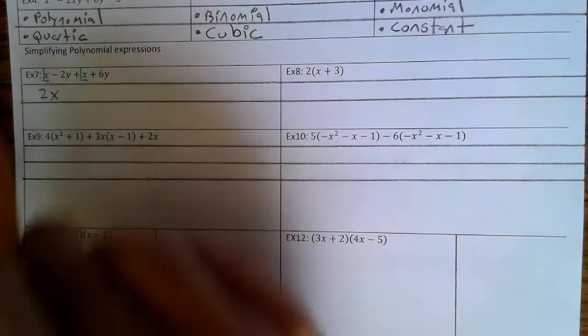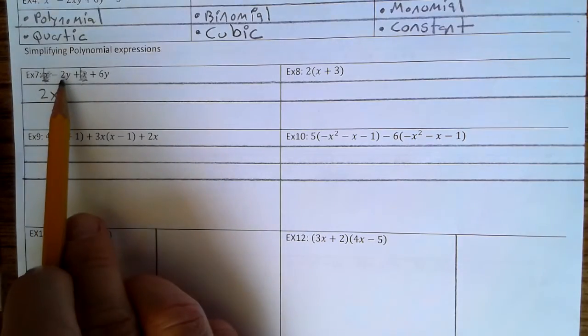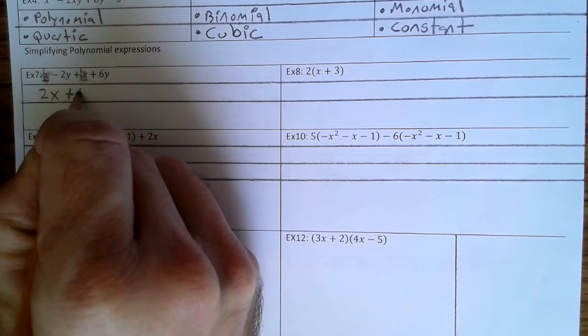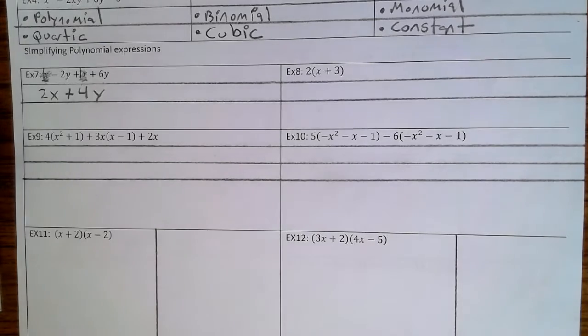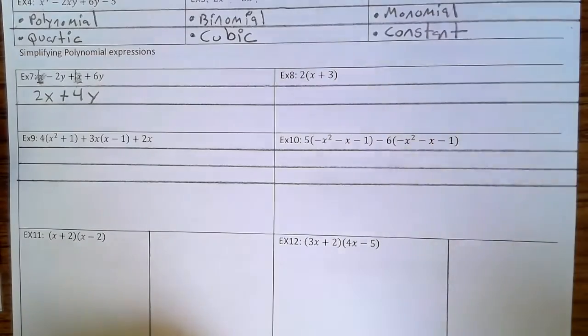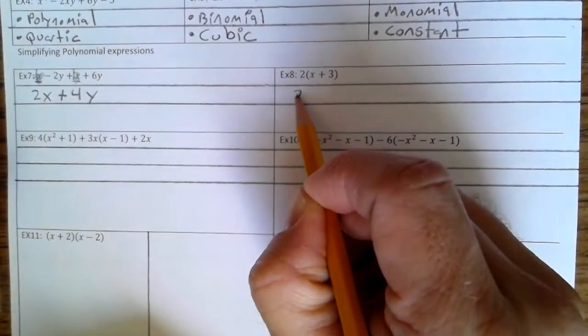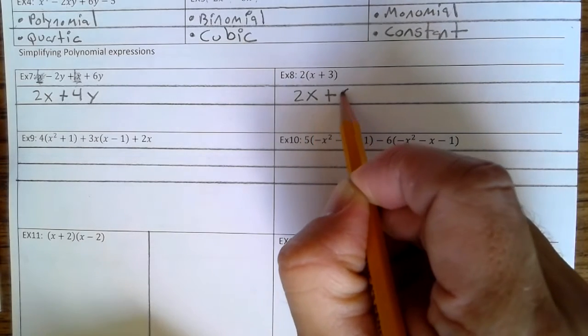Now I'm going to shade those out when we're done with them. And then here we have y. So negative 2y and 6y combine to be plus 4y. All right, let's take a look at example 8. Step 1, we're going to distribute to remove parentheses. So 2 times x is 2x plus 2 times 3 is 6.